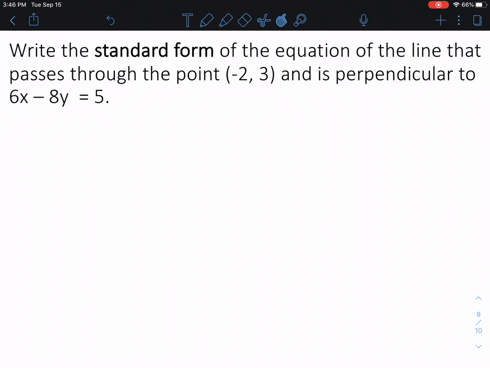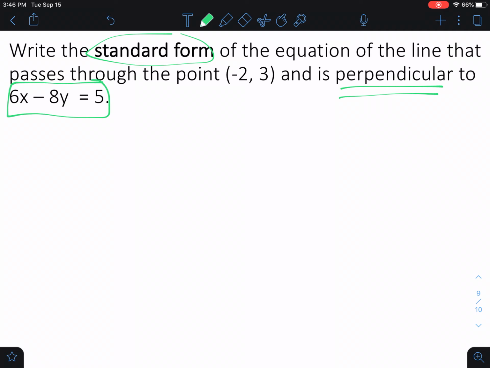Okay, so we're going to do the same thing here, put it into standard form. But the difference here is that it's going to be passing through a point, and this time it's perpendicular, not parallel, to this line right here.